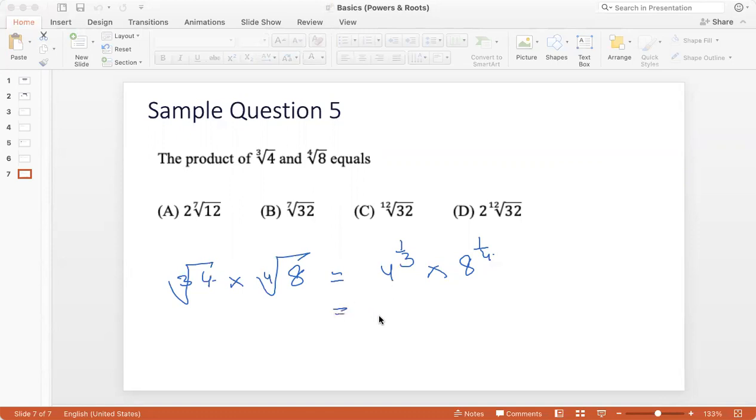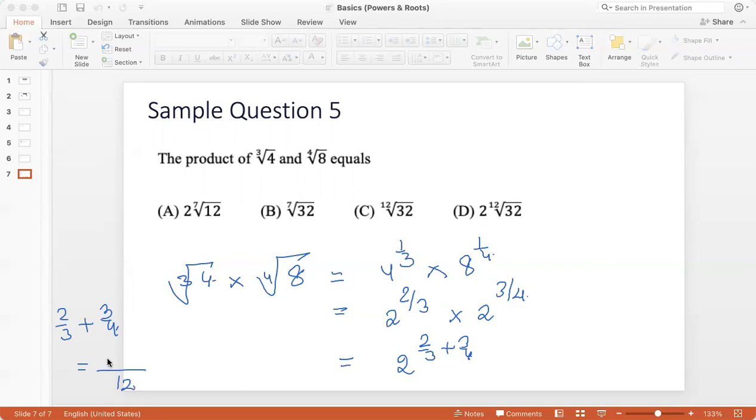So I can write 4 as 2 squared. So this becomes 2 to the power 2 by 3. 8 is 2 cubed. So 2 to the power 3 by 4. And then because the base is the same, I can add the powers. 2 to the power 2 by 3 plus 3 by 4. And what is 2 by 3 plus 3 by 4? 12, 3, 4. So 8, 9. So this is 17 by 12. So this becomes 2 to the power 17 by 12.